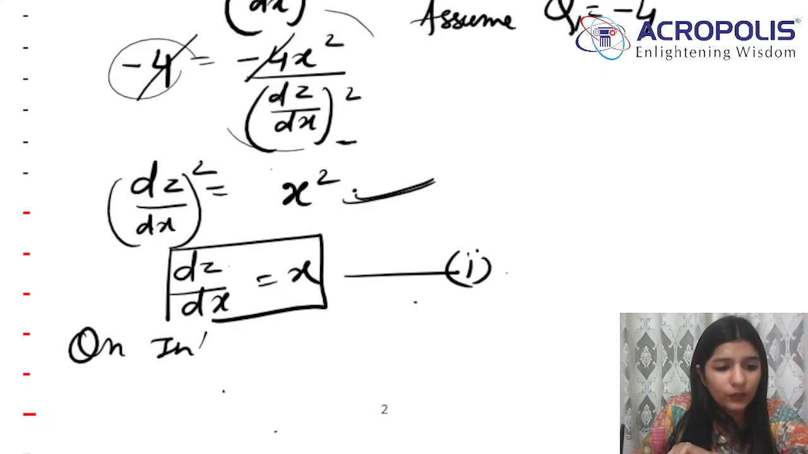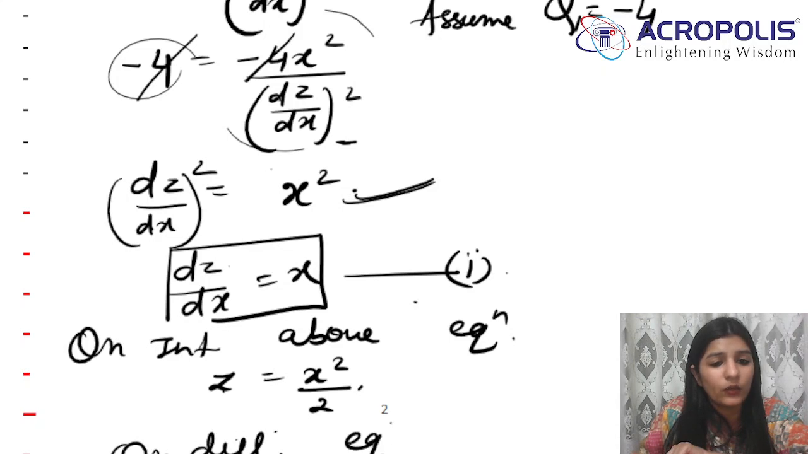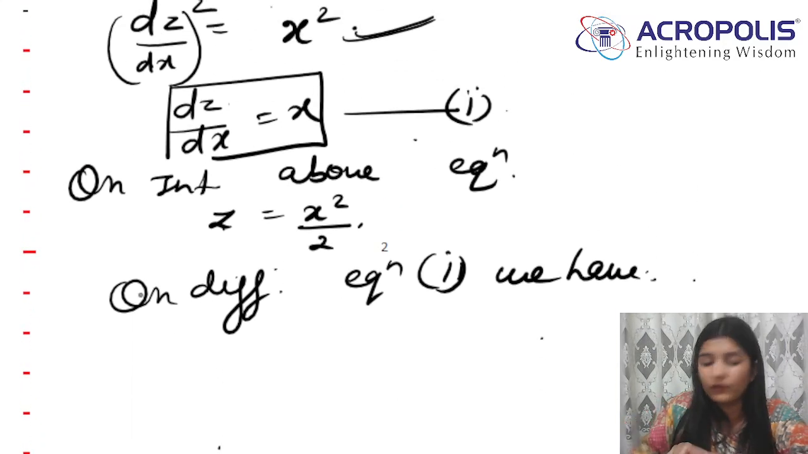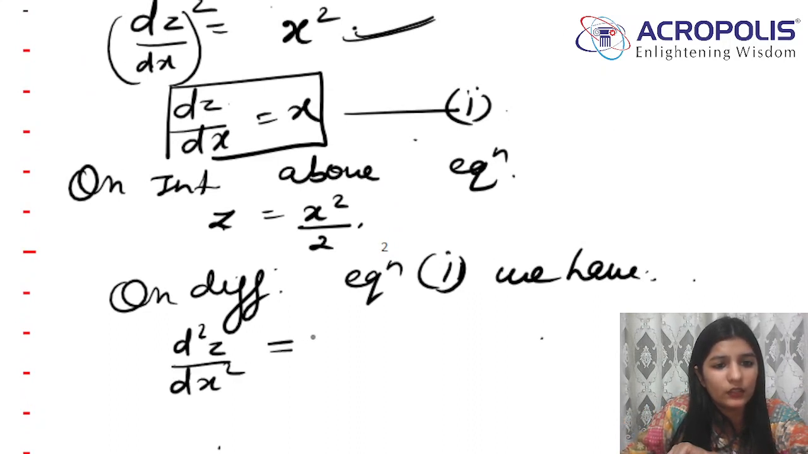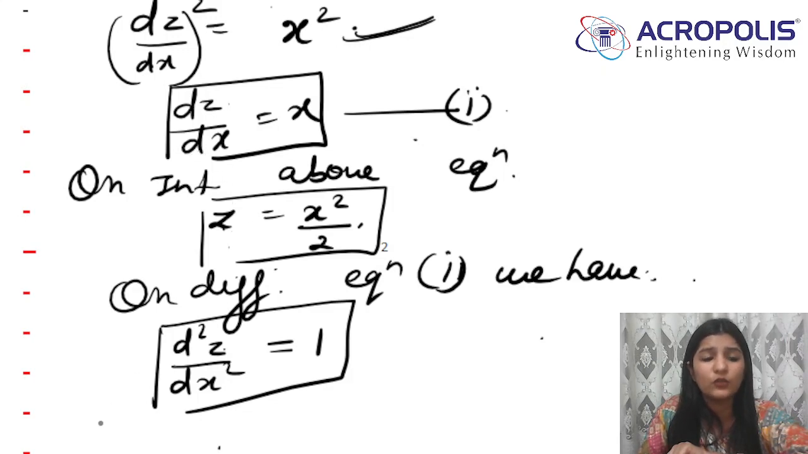On integrating the above equation, z equals x square by 2, and on differentiating equation number 1, we have d square z by dx square equals 1. This value is also important. Why am I finding it out? Because these are the values which we use in the formula of P1.